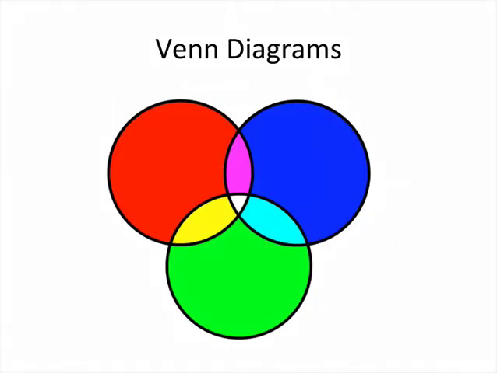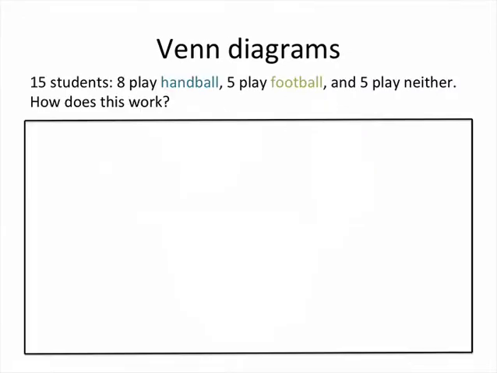Let's start with a brain teaser. Suppose there are 15 students and 8 of them play handball, 5 play football, and 5 don't play either handball or football. At first there might seem to be a contradiction here. 8 plus 5 plus 5 equals 18, not 15. Where have the extra 3 students come from?